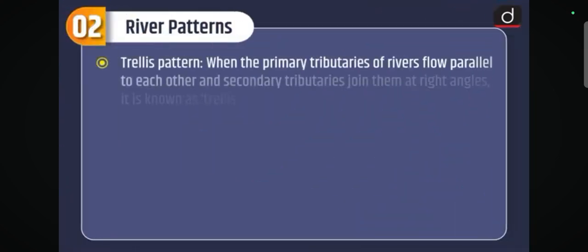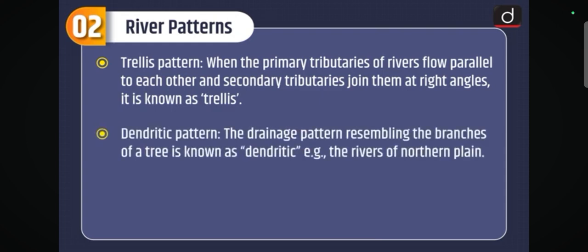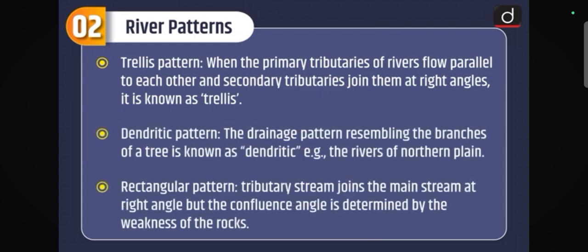Now let's discuss river patterns. First is trellis pattern. When the primary tributaries of rivers flow parallel to each other and secondary tributaries join them at right angles, it is known as trellis. Dendritic pattern: the drainage pattern resembling the branches of a tree is known as dendritic. Example, the rivers of the northern plain.